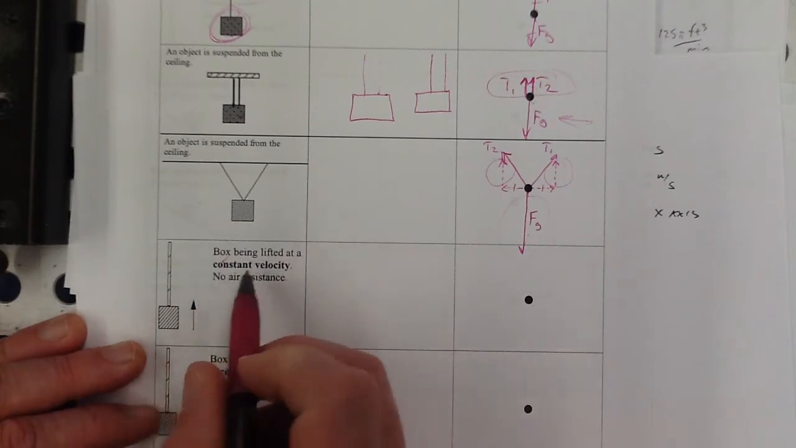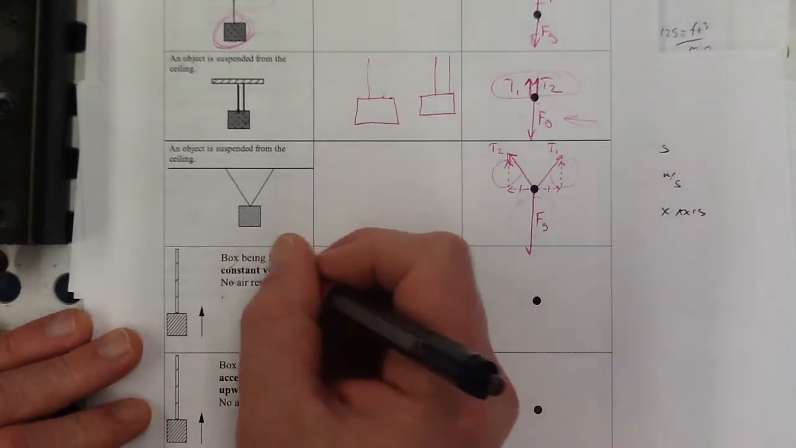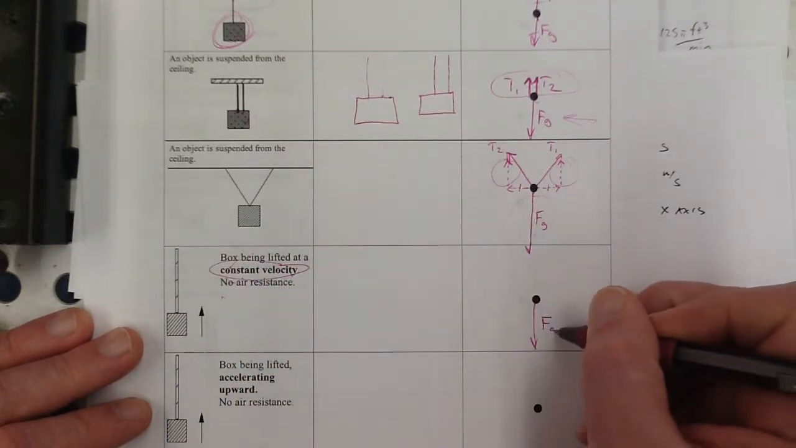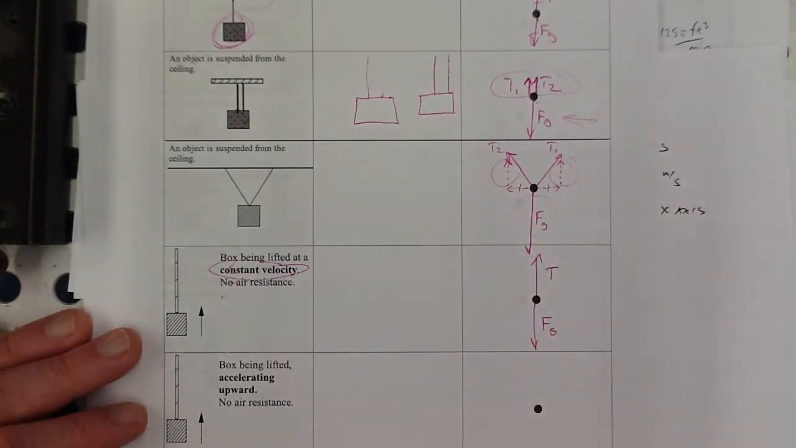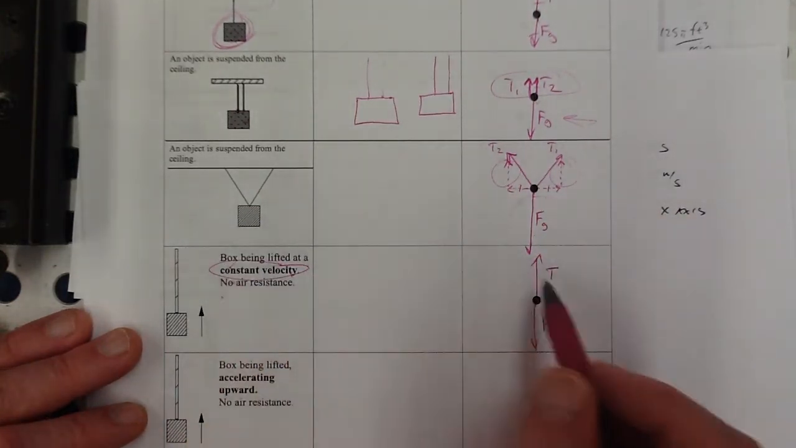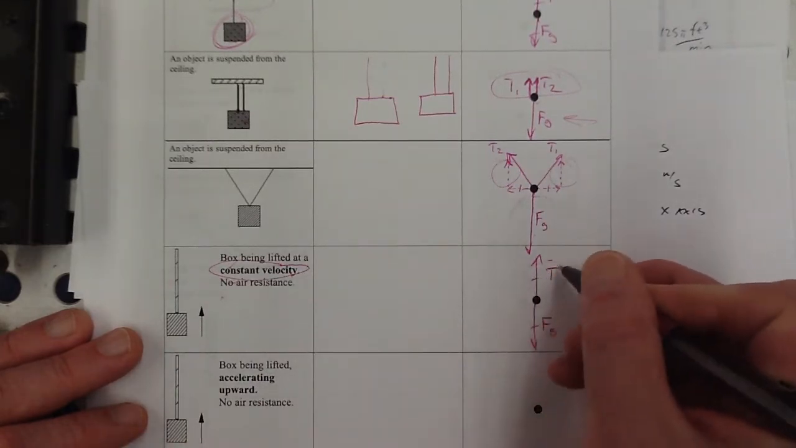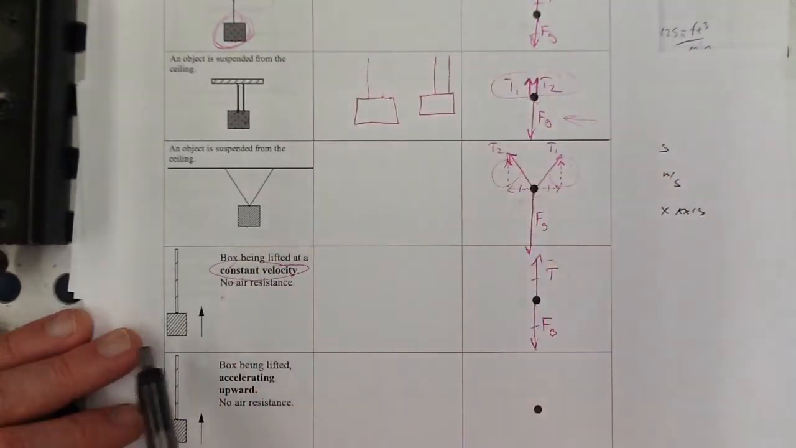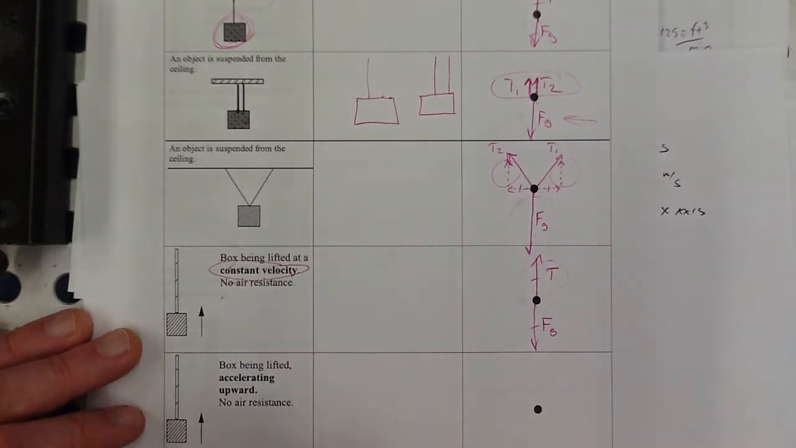Box being lifted at a constant velocity, there's no air resistance. If it's being lifted at a constant velocity, that means the forces are balanced. I know that's counterintuitive. It's going up. You want that one to be bigger, don't you? But it's not. If that one was bigger, then it would be going up, but it would be accelerating upward. There would be extra force, an unbalanced force upward.